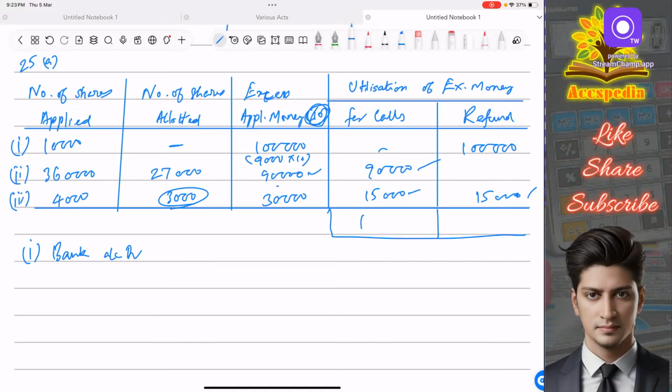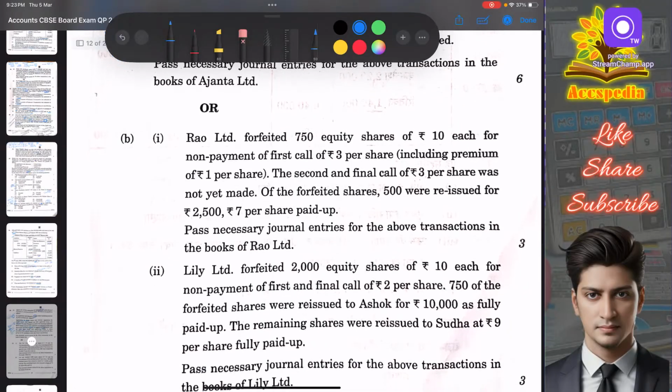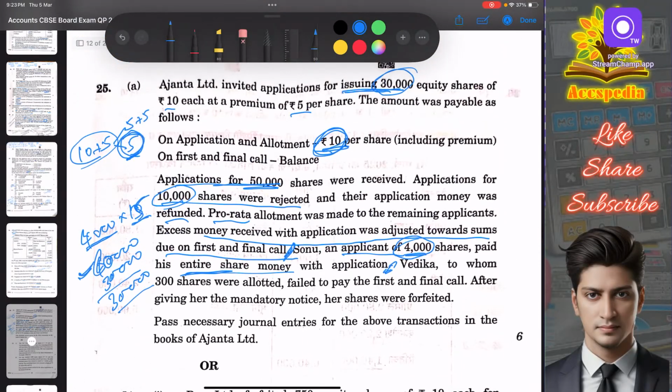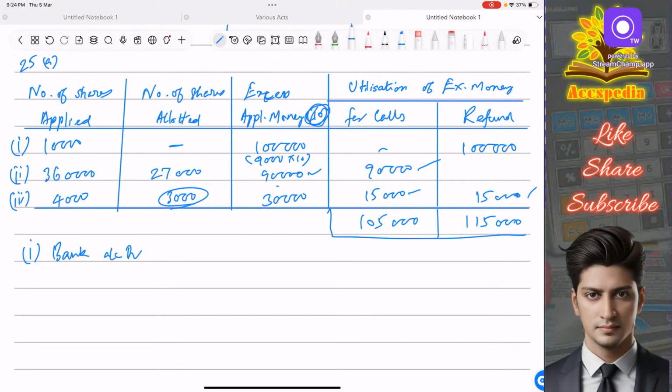So for the call, 1,05,000, for the refund, 1,15,000. I hope most of you would not have attempted these questions. You would have gone for the forfeiture, I think. Okay, fine. So this is the refund amount, 1,15,000. This is the call amount, 1,05,000.